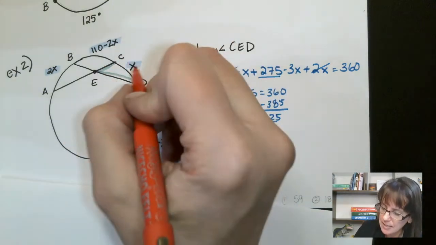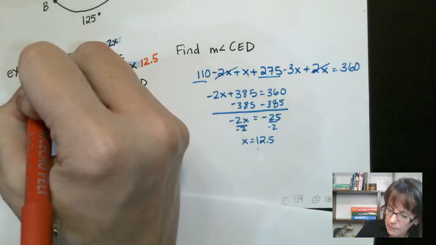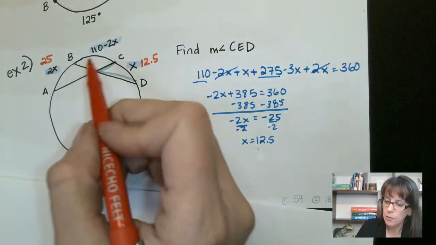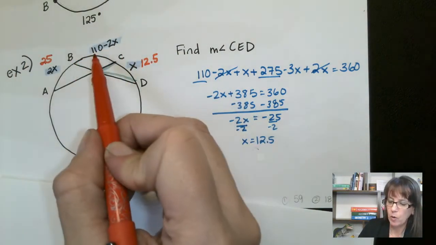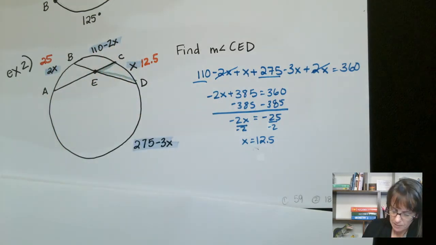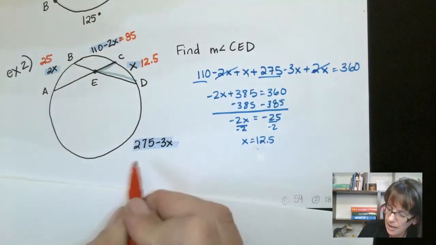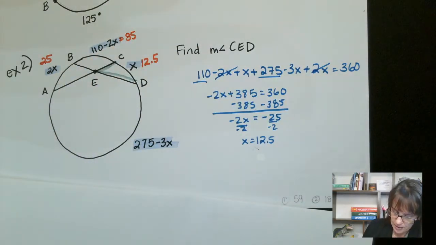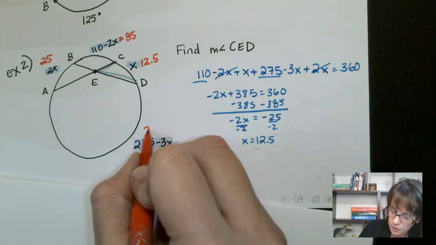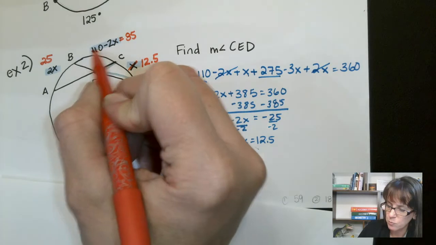So we know that this is going to be 12.5. We know 2x is going to be 25. We know this one over here, we're going to say 110 minus 2x, and 2x is 25. So we say 110 minus 25 is 85. And then this guy over here, 275 minus 3 times 12.5 gives us 237.5 for this guy down here. So we can get rid of these guys.